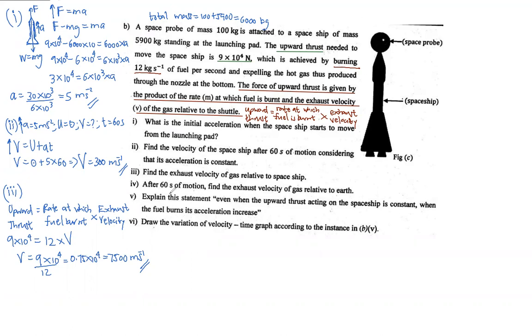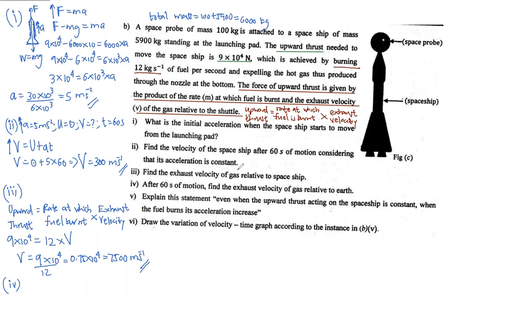Right. After 60 seconds of motion, find the exhaust velocity of gas relative to Earth. Relative to Earth, no? Okay, interesting. For that, we have to use this thing. What do you call that? Relative motion. Can you remember? We have learned relative motion, people. So after 60 seconds of motion, find the exhaust velocity of gas relative to Earth. So this is this value.